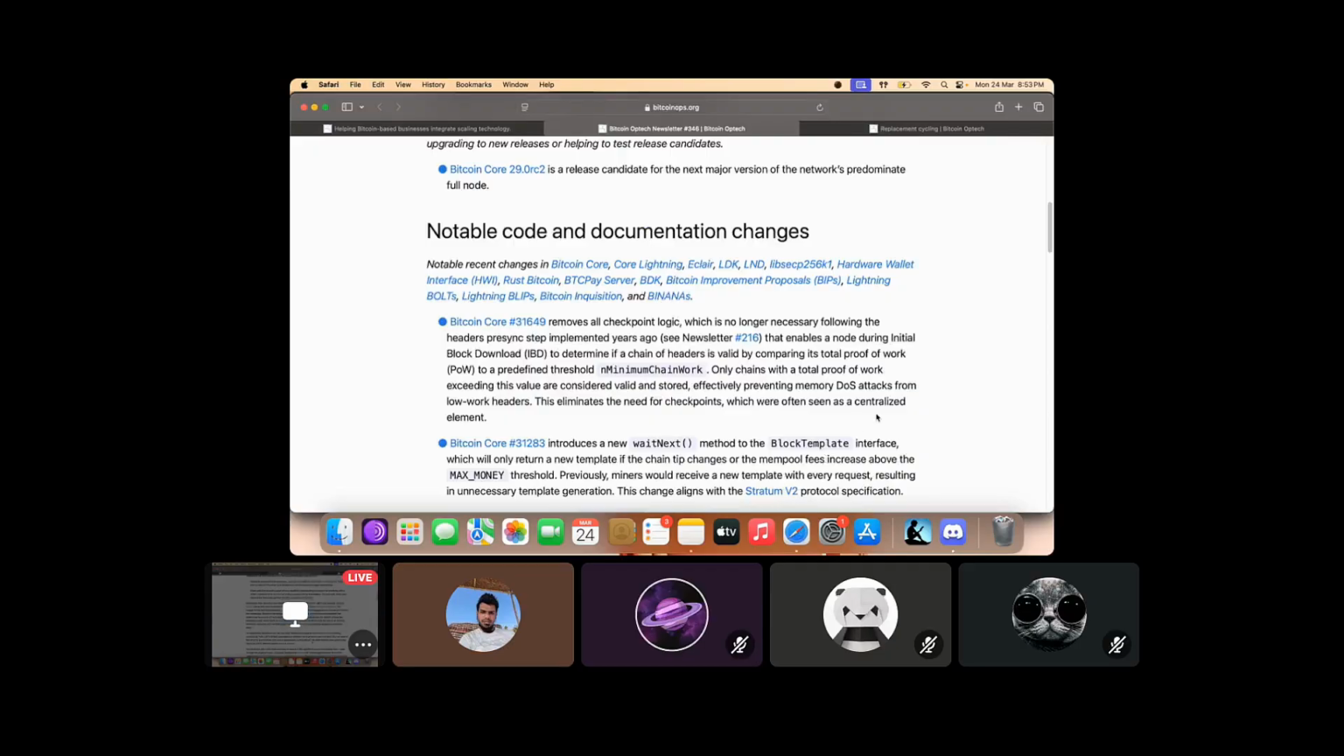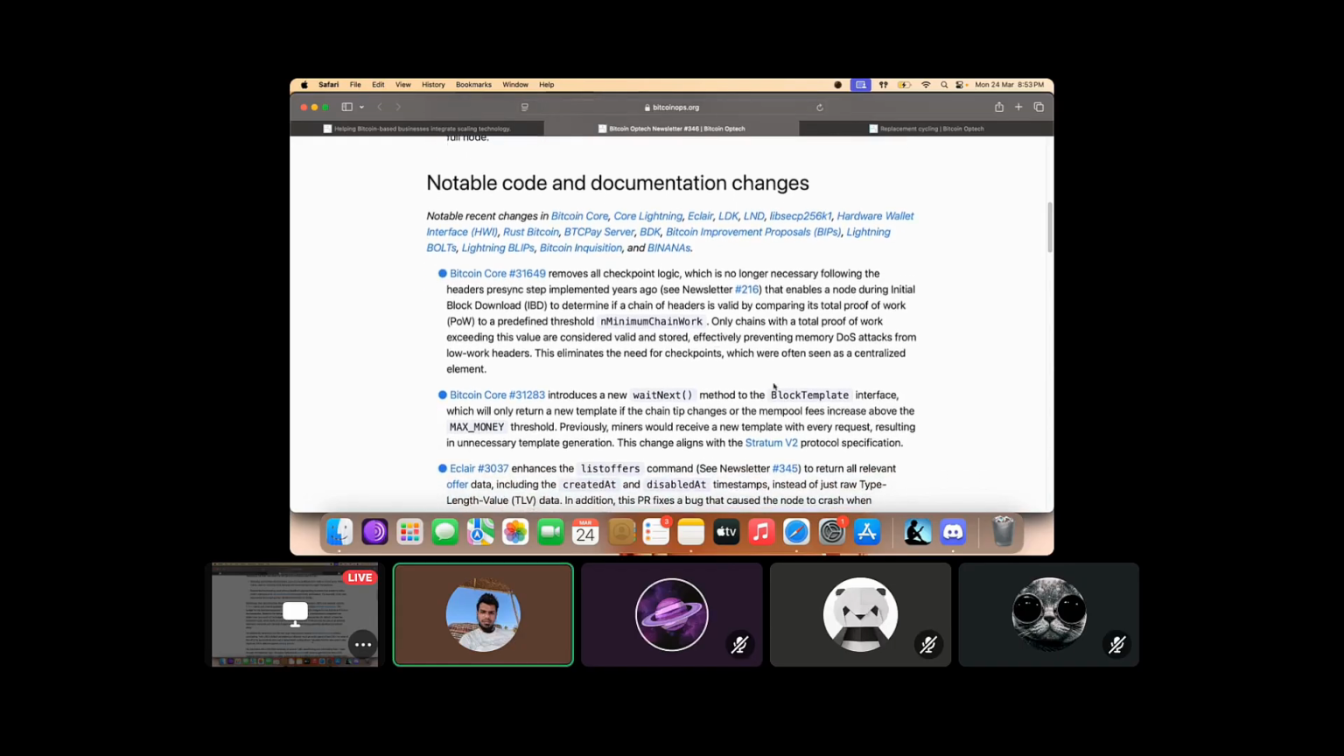Thanks for being patient. We'll go through the first two in code and documentation changes. I think both of them have to do with Bitcoin Core. Let's see what the first one is.